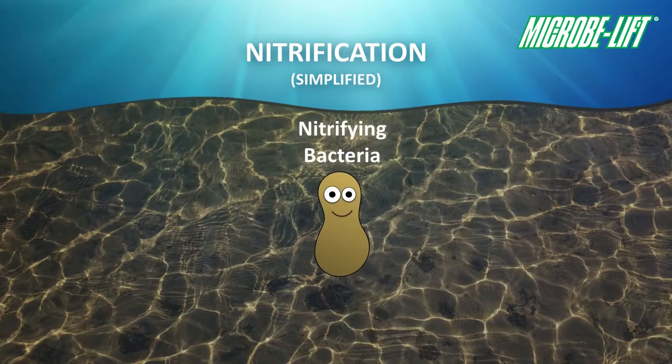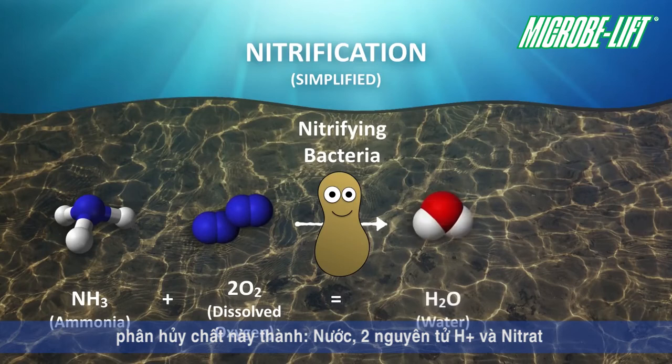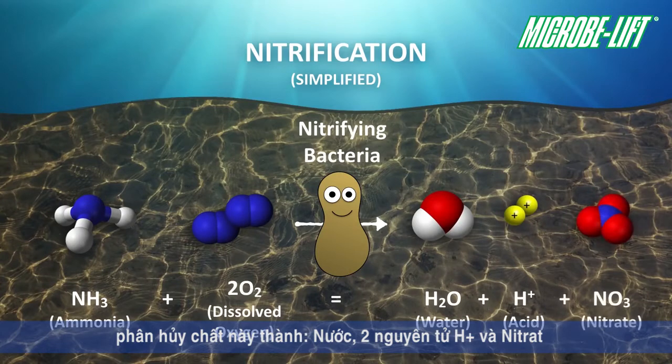In this step, nitrifying bacteria oxidizes ammonia with 2 additional moles of oxygen, reducing it to water, 2 moles of acidity represented by the hydrogen atom, and nitrates.